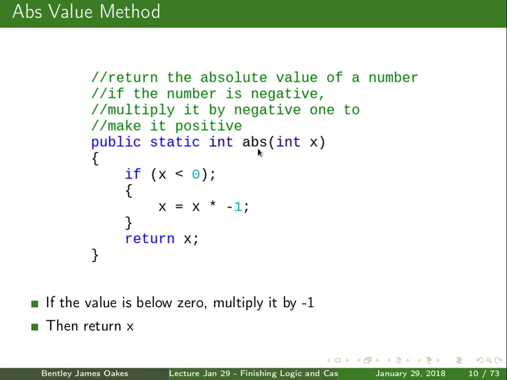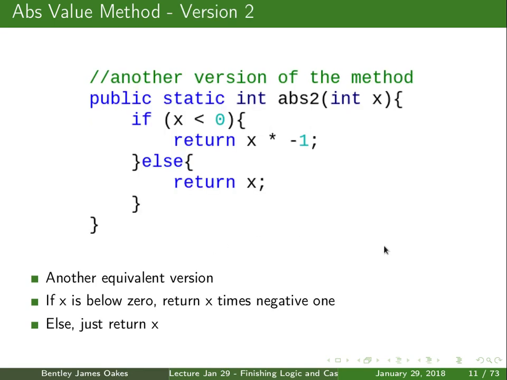Here is ABS, the absolute value method. If x is less than 0, please ignore the semicolon. That shouldn't be there. If x is less than 0, then we do x is equal to x times negative 1, and then we return x. Here's another version, absolute value 2. If x is less than 0, we return x times negative 1 right away. Otherwise, we return x. So it's another equivalent version. We're just returning as soon as possible.